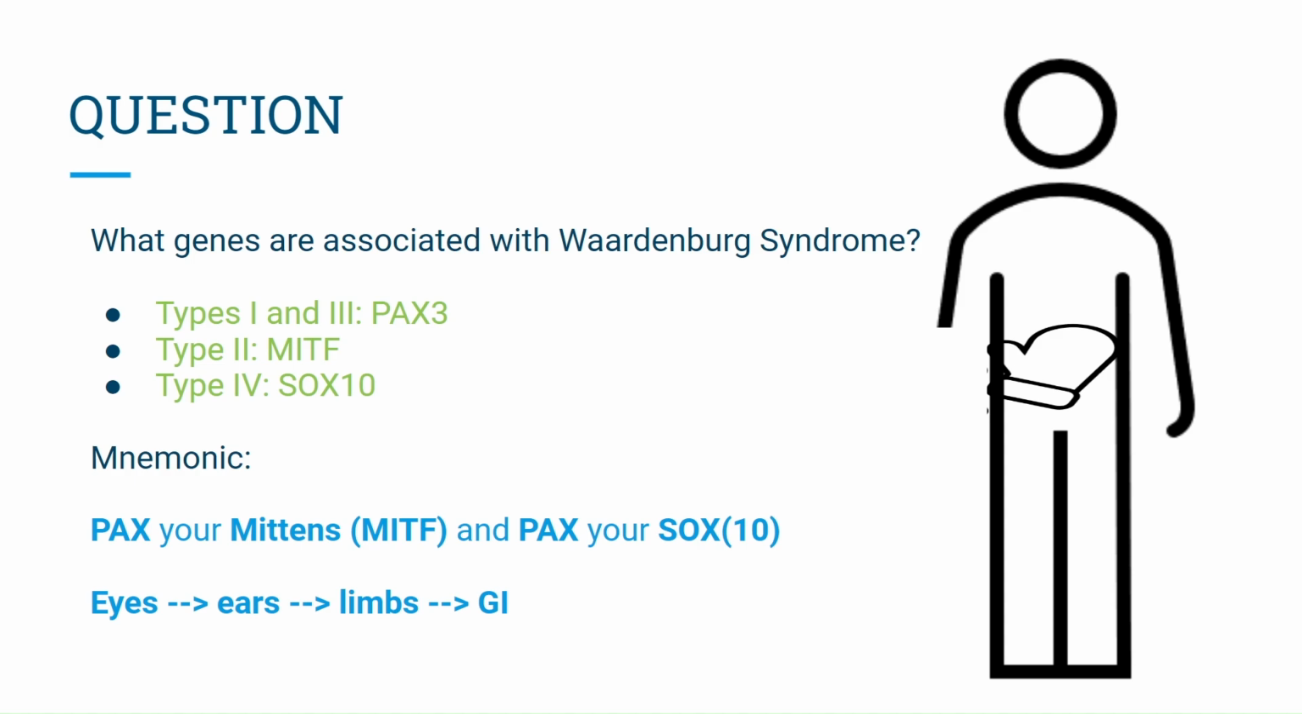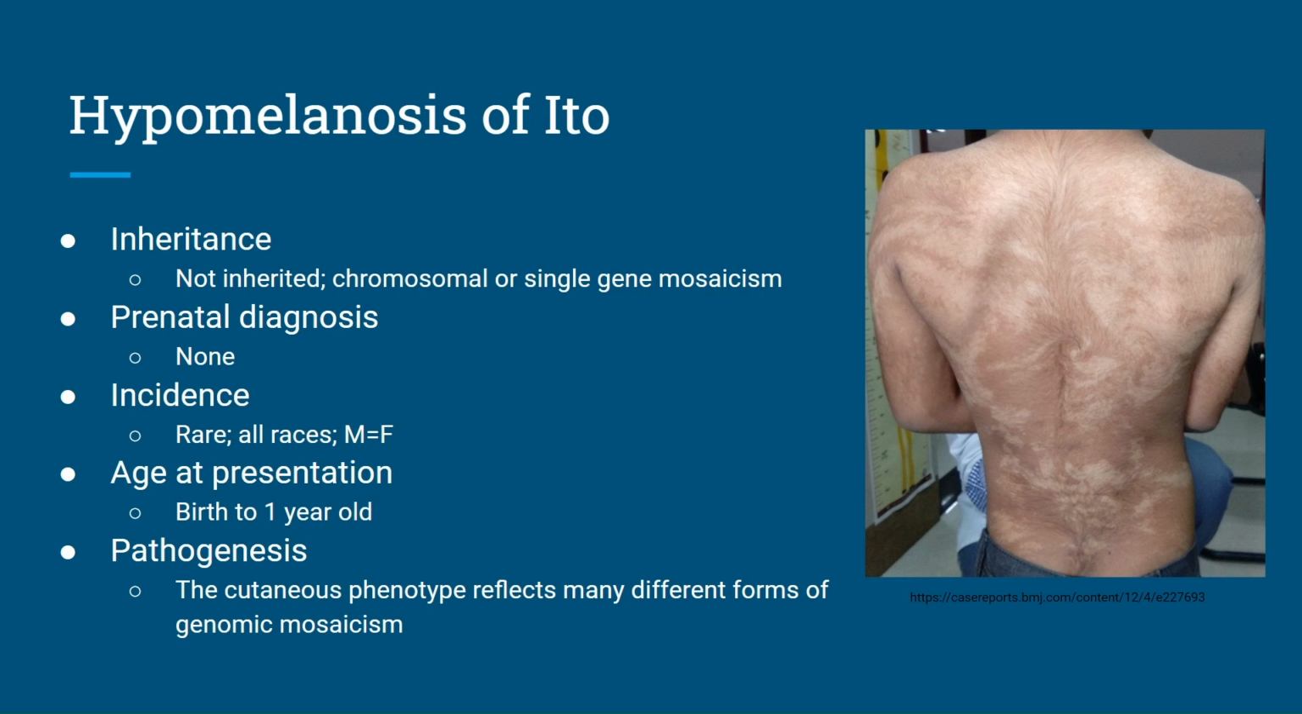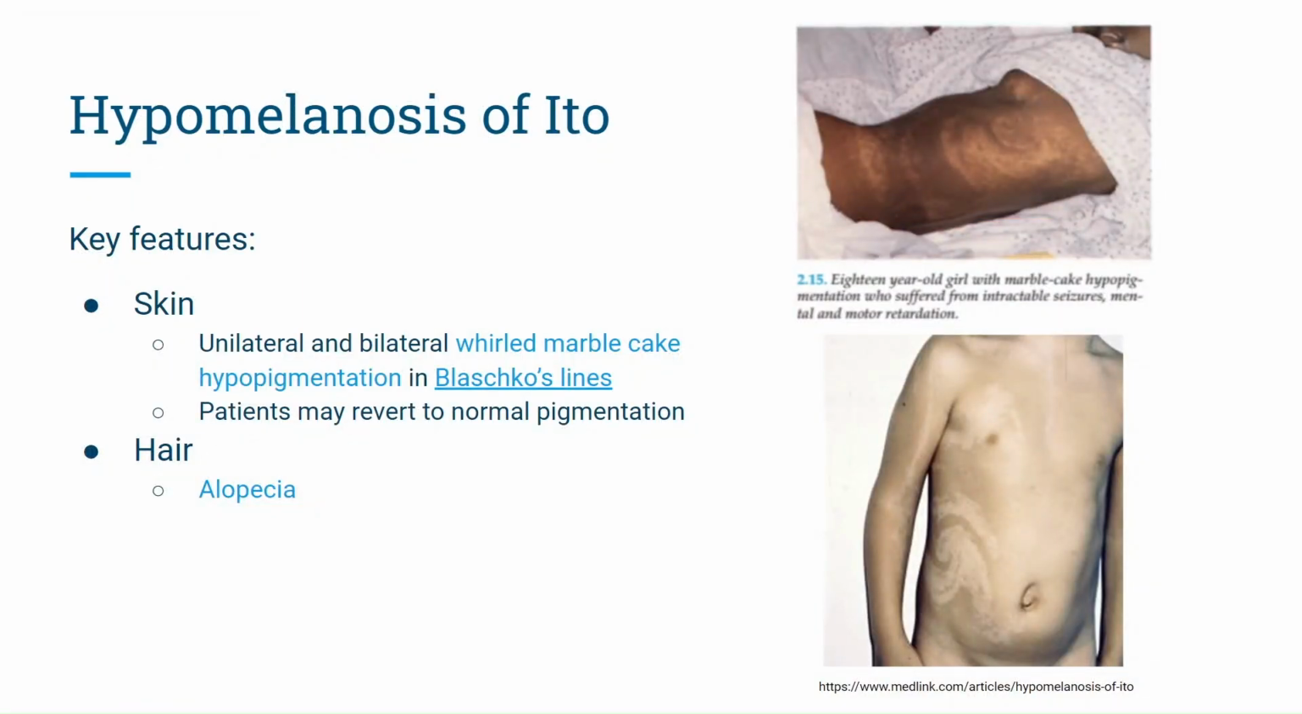Cool? All right. Now we're going to do hypomelanosis of Ito, also known as incontinentia pigmenti achromians. Inheritance here, not necessarily inherited. So you have a mosaicism with this. It's usually a chromosomal or single gene mutation. Many different phenotypes are present because it's not a classic, tried and true, this gene is always mutated type disease.